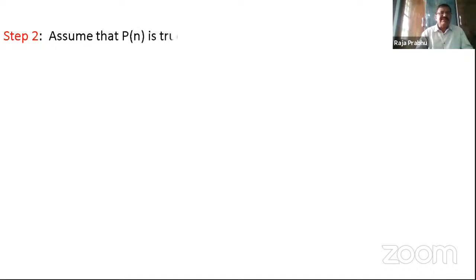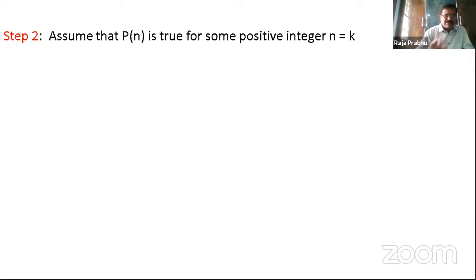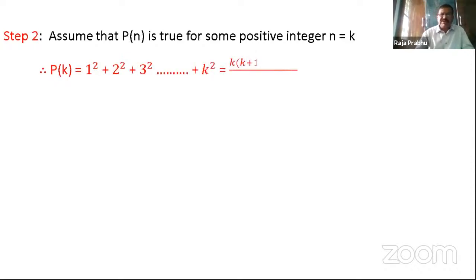Okay, I'm coming to the second step of this problem. What is the second step? That is the inductive hypothesis. We need to consider that the statement is true for some positive integer k, where k is also a positive integer, nothing but a natural number. Okay, therefore, that means here verifying up to the kth term. So P of k will be equal to 1 square plus 2 square plus 3 square and so on up to k square, which will be equal to k into k plus 1 into 2k plus 1 whole divided by 6. Now we have to prove this. So already we have assumed it. This is nothing but the second step.